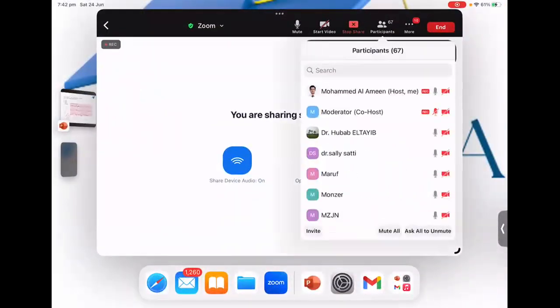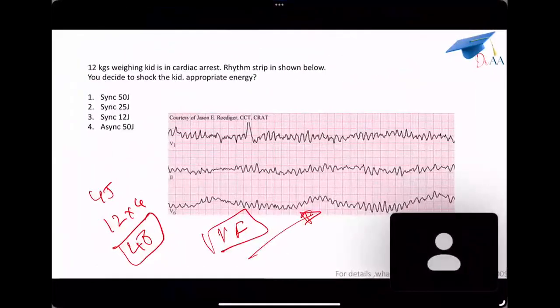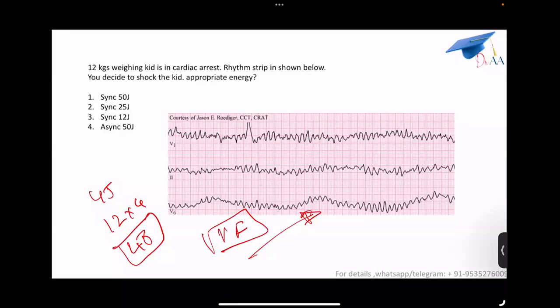Just a minute. Here the option is 50 joules, asynchronized. When patients are in cardiac arrest, it's always asynchronized, not synchronized. When they are not in cardiac arrest, that means if the central pulse is felt, then you give a synchronized shock. When there is no central pulse, the patient is in cardiac arrest, and you give an asynchronized shock, 48 joules, so approximately 50 joules you can deliver to this patient.